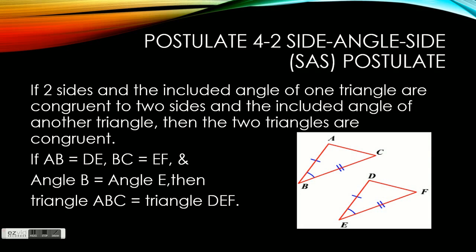Now we can look at the side angle side postulate. If two sides and the included angle of one triangle are congruent to two sides and the included angle of another triangle, then the two triangles are congruent. So if AB equals DE, BC equals EF, and angle B equals angle E, then triangle ABC is equal to triangle DEF.